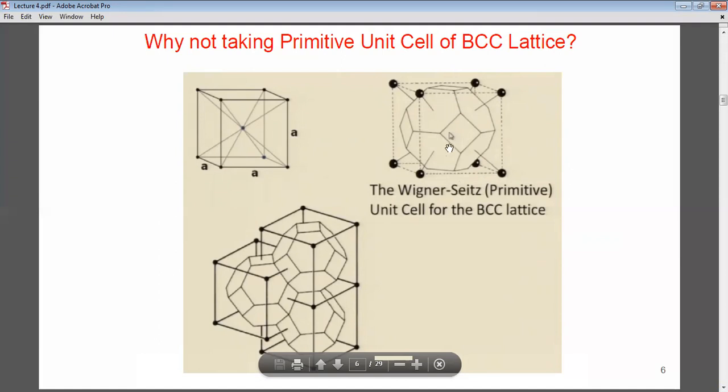But if we take this object and stack them one next to each other, they would tile all space, filling all space.